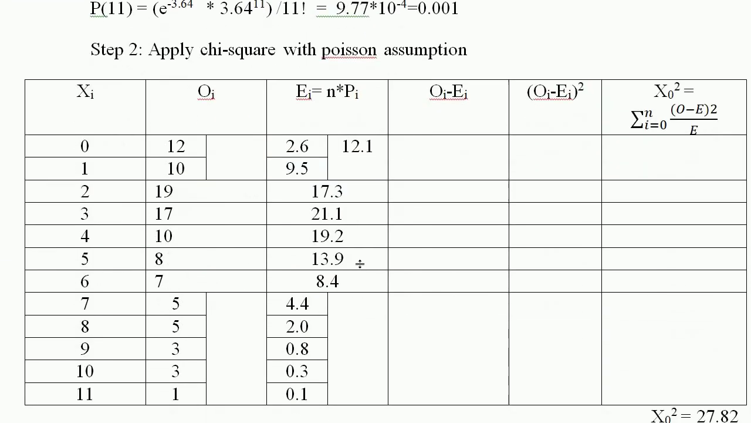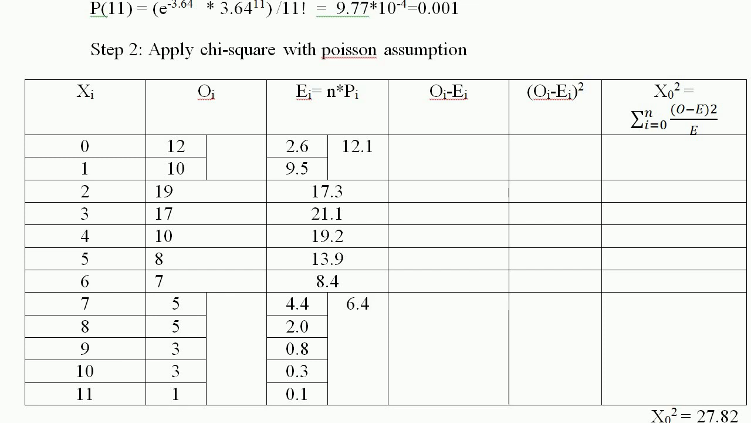So the next value is what? 17.3, that is greater than 5. Leave it like that. 21.1, that is greater than 5. Leave as it is. 19.2, leave as it is. 13.9, leave as it is. 8.4 also is greater than 5. No need of combining class intervals here. See 4.4, next value is 4.4. If I combine 4.4 and 2.0, you are going to get a value 6.4. So that is enough actually, because it is greater than 5.